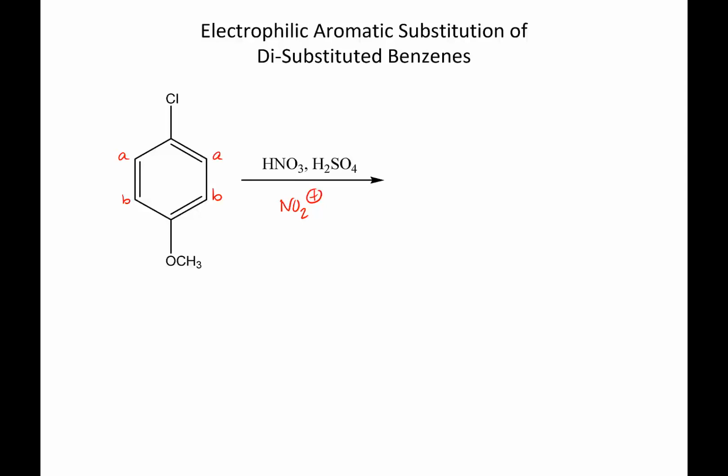Chlorine versus OCH3, which one is the most activating? OCH3, because it's number 2. So that means that it's an activating group, so it's going to direct ortho and para. There's no para position. So that means it's going to direct to B. So in this case, the product will be adding the nitro group there, to the ortho position to the OCH3.